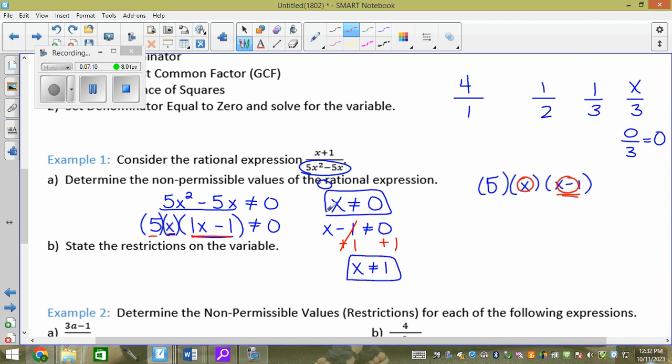Now I can check them by plugging them back in and seeing if my denominator becomes 0. If it does, I'm right. If it doesn't, oops, I gave you an NPV that doesn't actually exist. So let's look at this denominator. It's 5x squared minus 5x, and I'm going to check if x can't equal 0. That's my first one. So I'm going to plug 0 in and see.